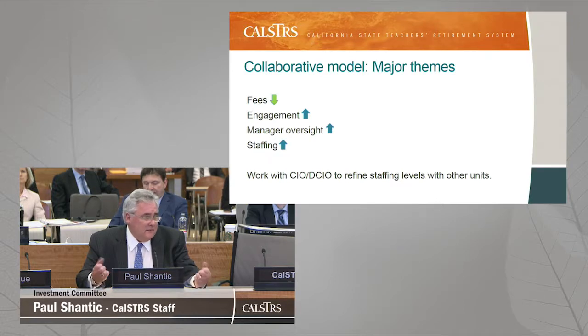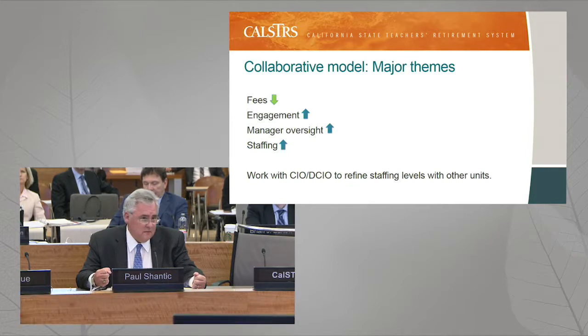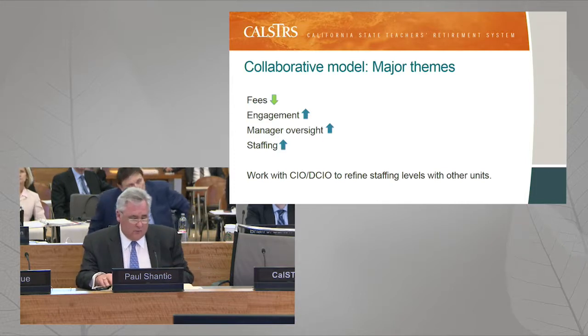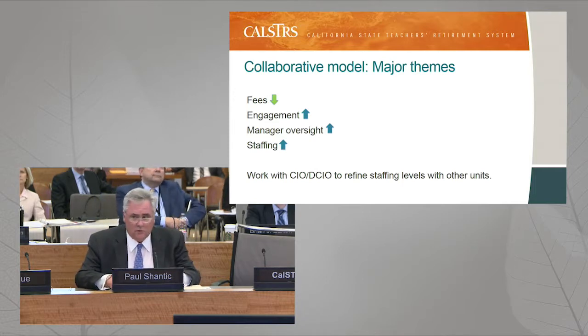The idea then, from that, is fees go down, engagement increases, manager oversight increases, and staffing increases. So when we put together the plans that I have and that Margot has here, we focused specifically on what we think our staffing levels would look like over the next few years.